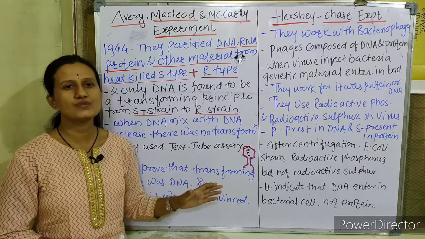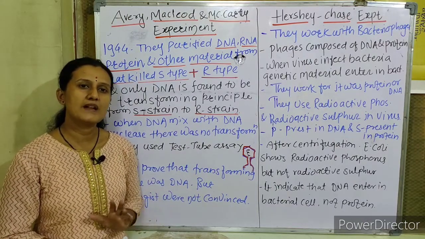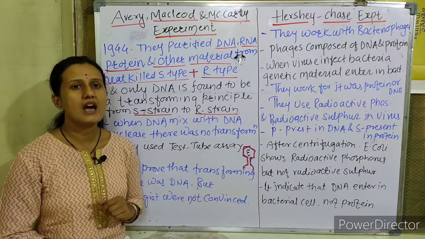In most organisms the genetic material is DNA, 99%, and only 1%, the plant viruses, contain RNA as the genetic material.